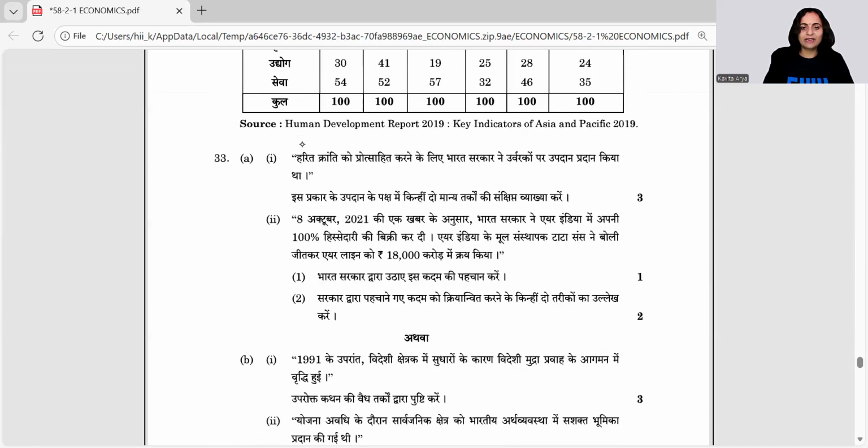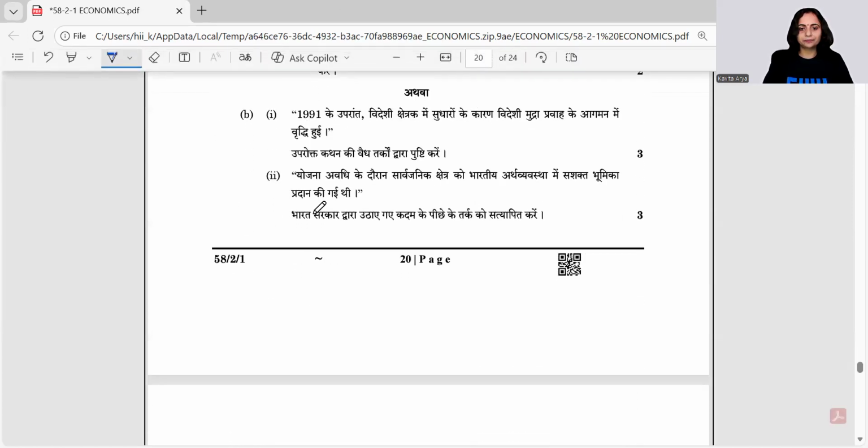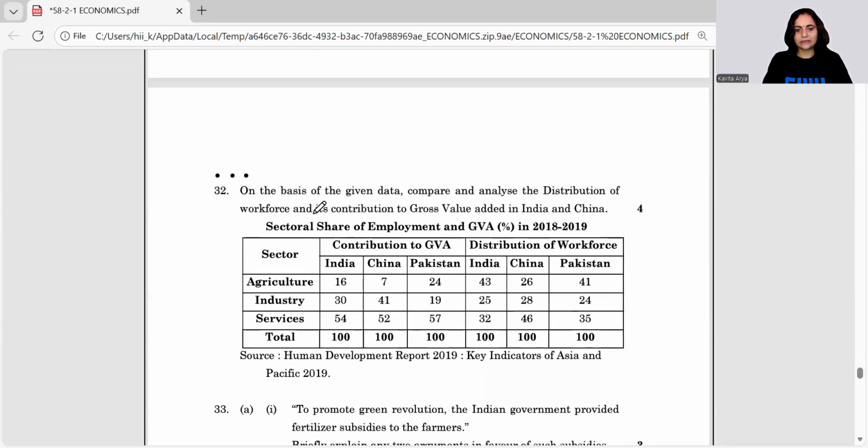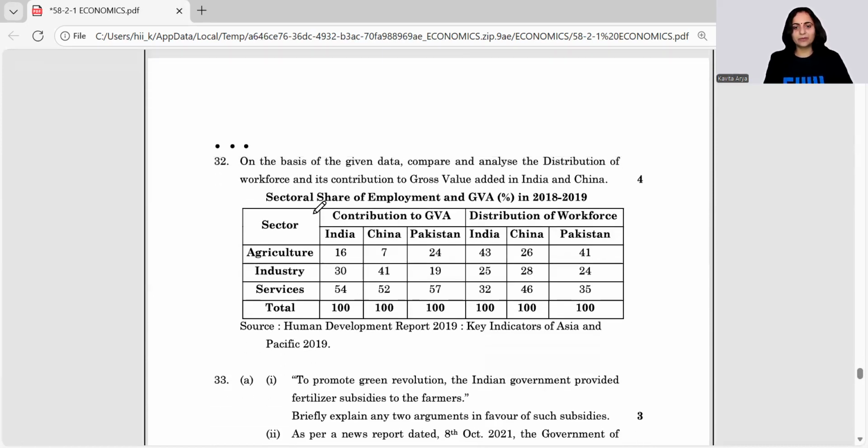Okay. Moving ahead, the next question is a table-based question, a tabular question, which says, on the basis of the given data, compare and analyze the distribution of workforce and its contribution to GVA in India and China. So please make sure that you're not investing any time and effort in discussing Pakistan, because we are just asked to do the comparative analysis of India and China. So let's do it, and with reason you would be doing it, right?